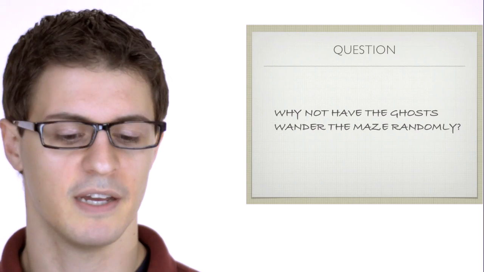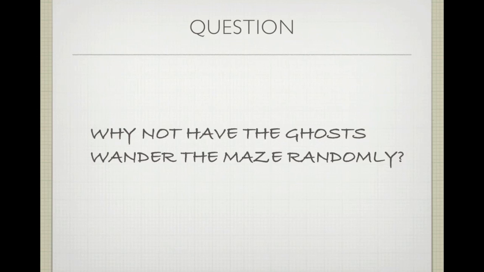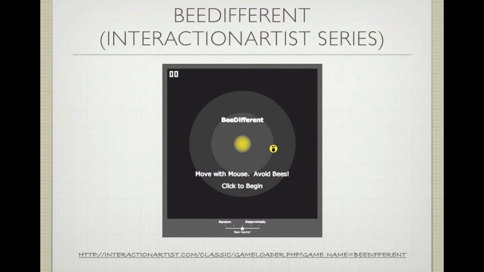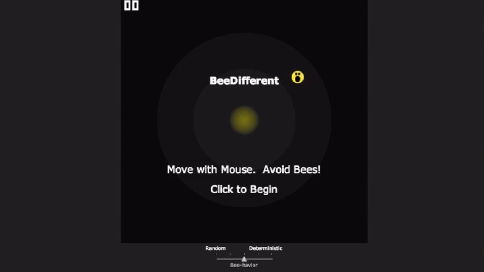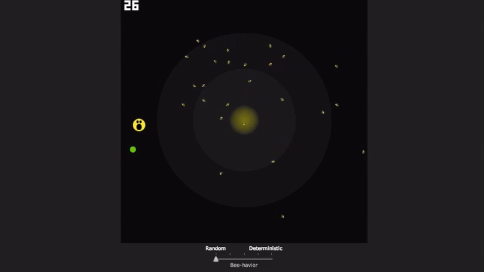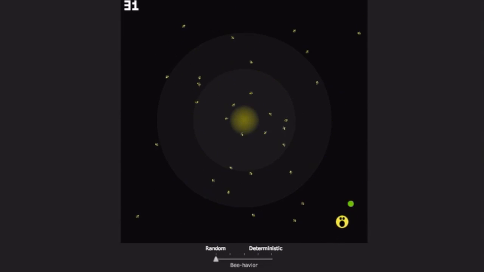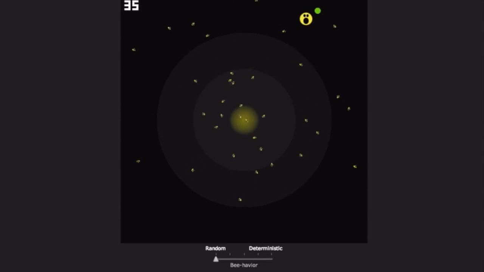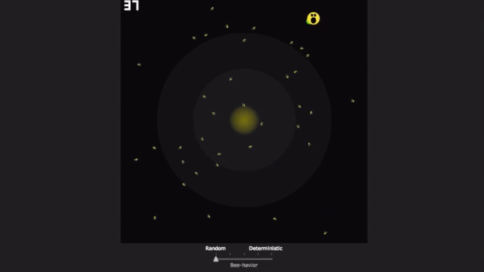And the reason for that is, again, there's a conceptual reason we want the ghost to look smart, but additionally there's a game mechanics reason, and that's where I'm going to tie this together with the previous point with one of my old interaction artist examples called Be Different. Now here in Be Different, you'll see we have a smiley face we can control, and a slider I can use to adjust between random and deterministic AI. If I set the ghost AI, or I'm sorry, the bee AI to random, my technique for playing is as simple as getting away from the herd. Because as long as I'm away from the crowds, I can even be near them, and they just won't come at me. I can just kind of steer clear of where the packs are. That's not that hard to do.